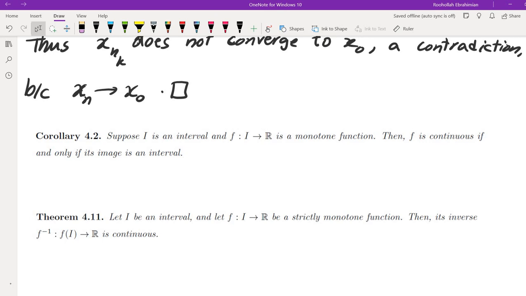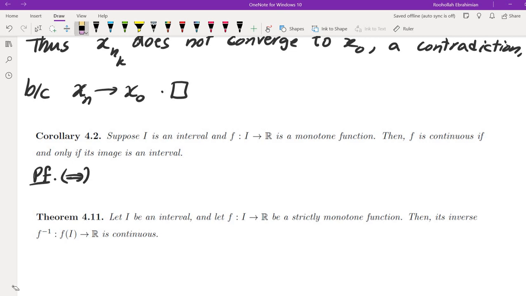As a corollary of this, we can see that if the domain of a monotone function is an interval, then f is continuous if and only if its image is an interval. So there are two directions. This is if and only if. If it is continuous, then the image is an interval. This follows from the IVT.